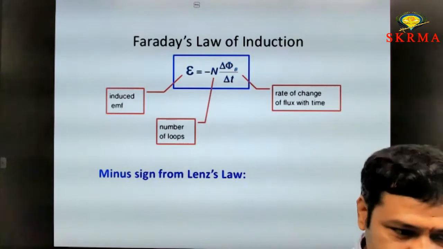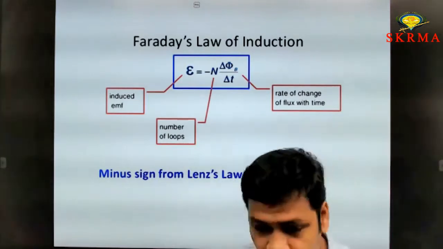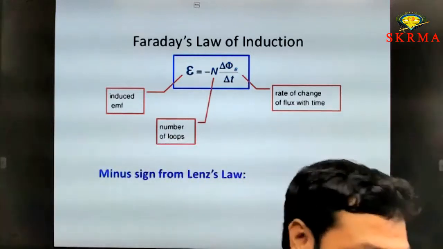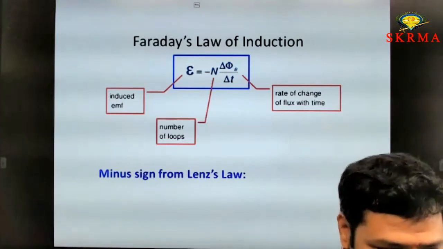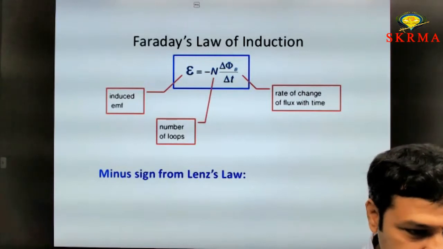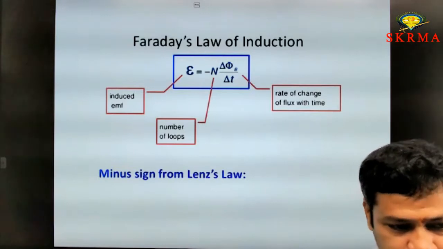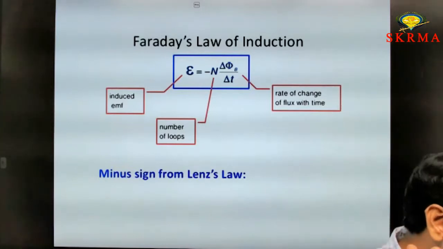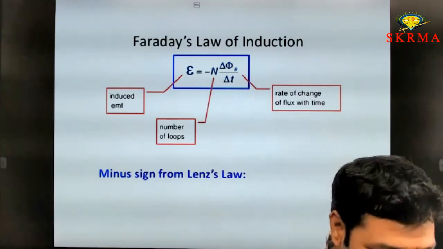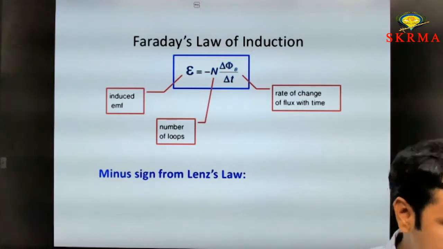These two are interlinked concepts. Then there is the motional EMF and Fleming's right hand rule. That is another concept, and the application of that concept is eddy currents. Eddy currents are the application of motional EMF. And the last one is mutual induction and self-induction. These are the three major concepts we discuss in electromagnetic induction.